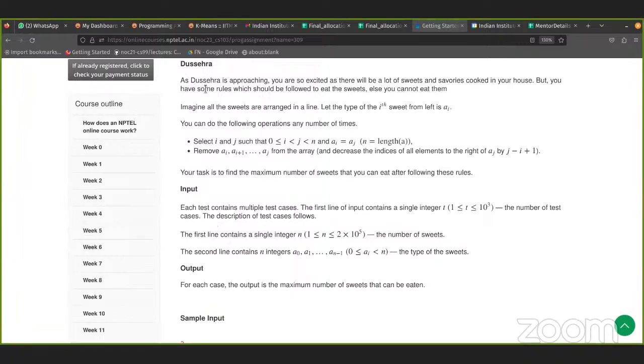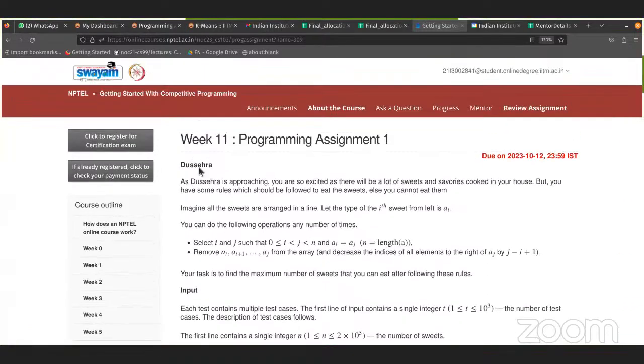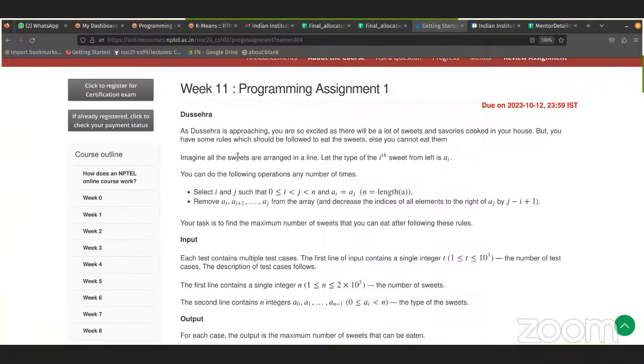So the problem is: as Dussehra is approaching, you're so excited as there will be a lot of sweets and savories cooked in your house, but you have some rules which should be followed to eat the sweets, else you cannot eat them. Let's see what the rules are. Imagine all the sweets are arranged in a line. Let the type of the ith sweet from the left be A i.